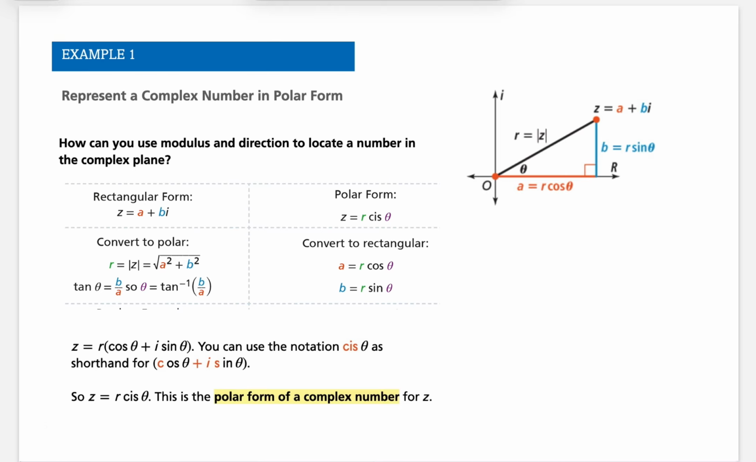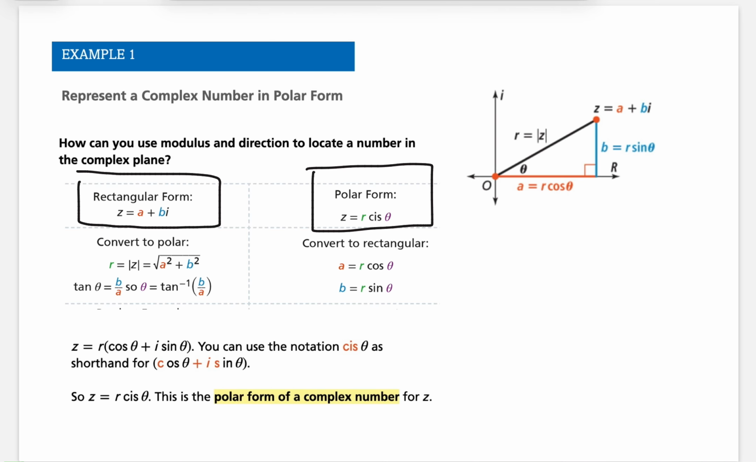So this first slide, example 1, talks about how to convert back and forth between a complex number in rectangular form and polar form. You can see rectangular form is writing it as a plus bi, and polar form says z equals r cis theta. Well, this comes from r times cosine of theta plus i sine of theta. So that cis is just a shorthand way of saying the polar form.